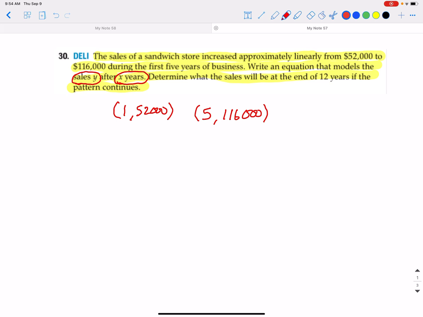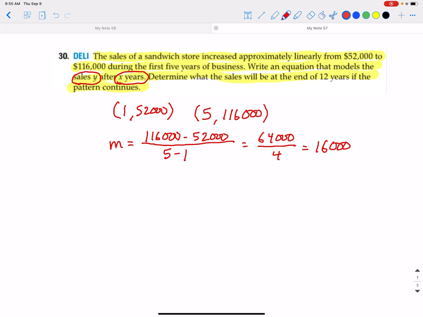So since we know two ordered pairs, then we can write the equation of a line that goes through those two ordered pairs. So the first thing we would need to do is find the slope. So that would be 116,000 minus 52,000 over the X values of 5 minus 1. 116,000 minus 52,000 is 64,000 over 5 minus 1 is 4. And that would be a slope of 16,000. That's a big slope, but that's what the slope is.